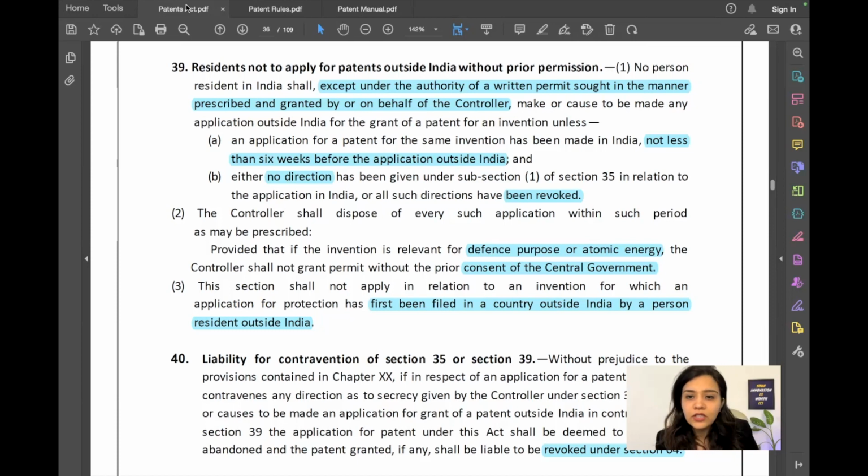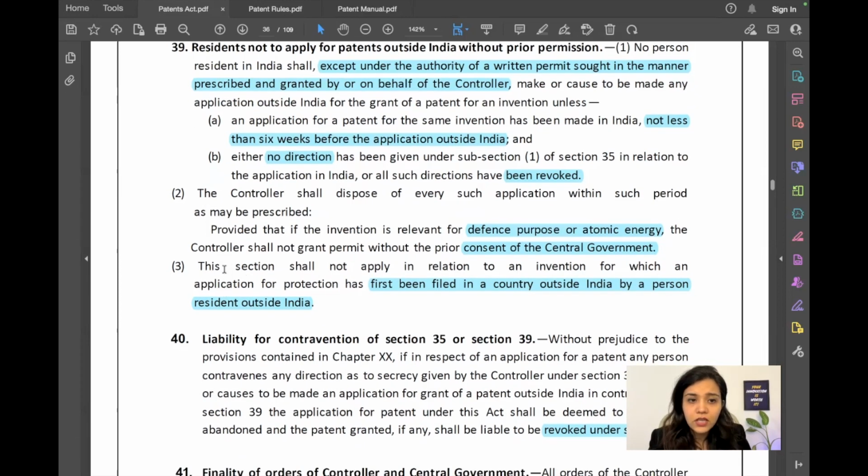And when can the government say no to you? They can say no when your invention relates to defense purposes or atomic energy. Then the government will say that because your invention relates to defense purposes and atomic energy, we don't want you to file your patent application outside India. As it is, they are not permitting us to proceed with the application in India, because if we file in India, they will apply the secrecy provision. So if we try to file outside India, and it is related to defense purpose or atomic energy, they will not give us this consent.